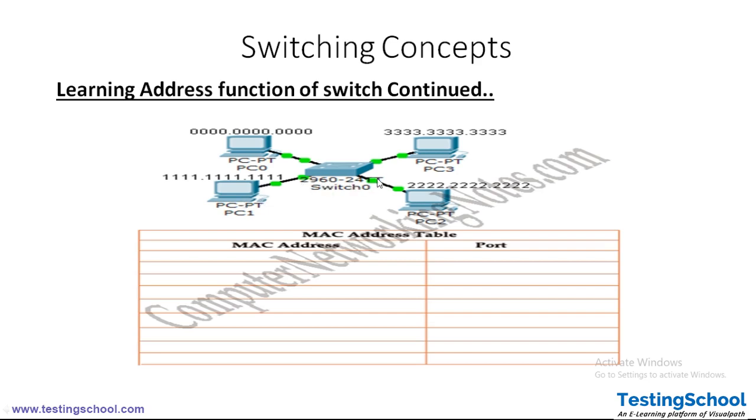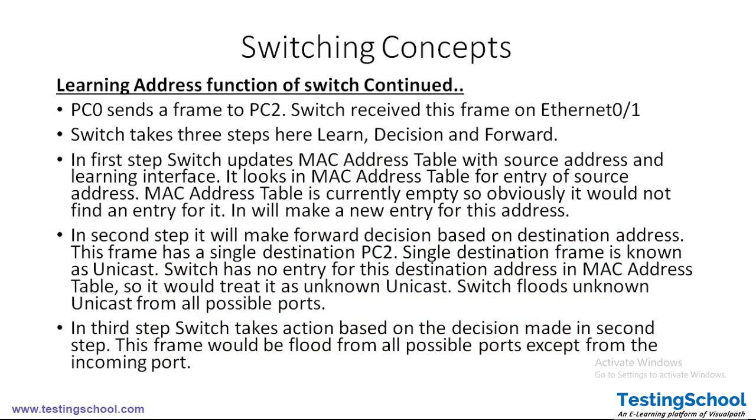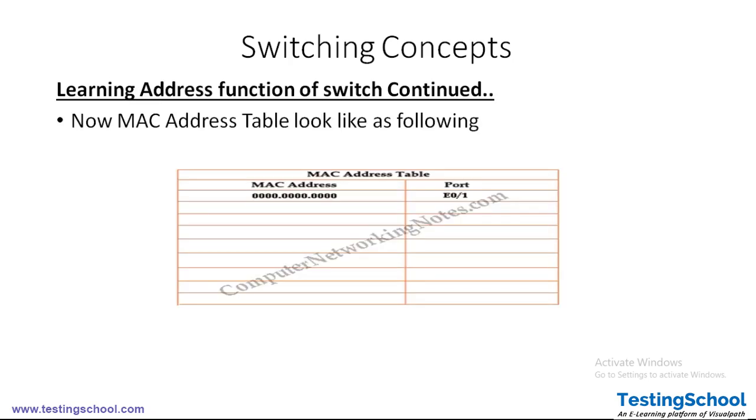1, 2, 3. So on all the other ports except the incoming port, it will get flooded. So you can see the learning address function of the switch continued. Now the MAC address table looks like the following.